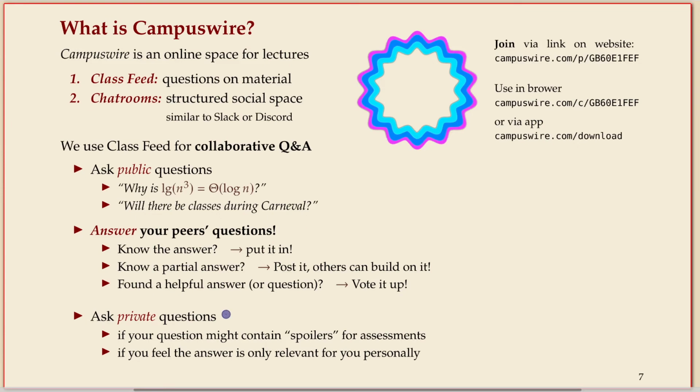Orthogonal to that is private questions. These are questions that only go to me and Ben. I would normally say try not to use them unless it's something that kind of spoils an assessment. If you ask for clarification, is this meant to be the answer to question blah, blah, blah? In case you're right, that would have told the answer to everyone. That's what the private questions can be useful for.